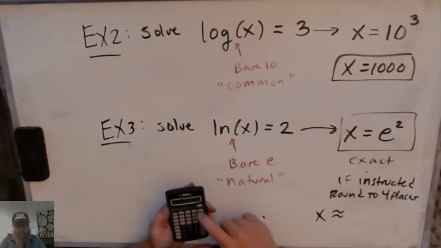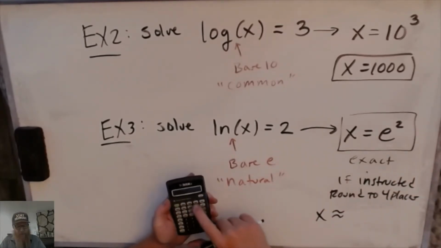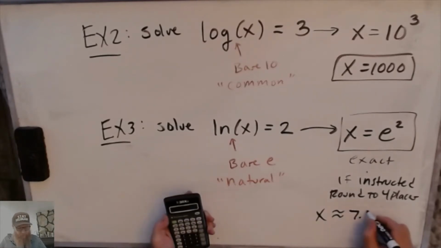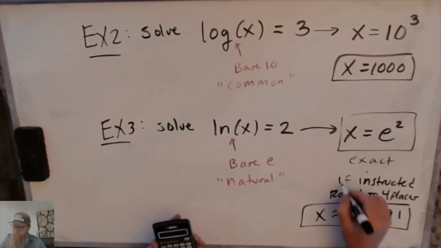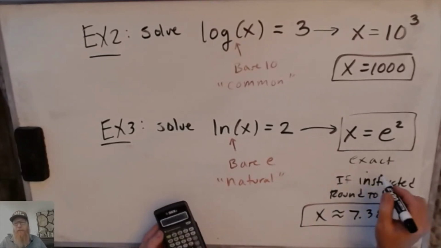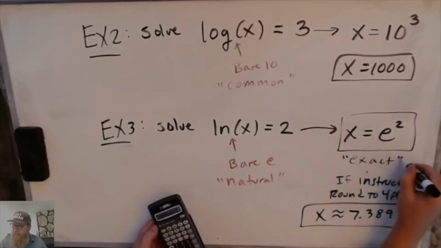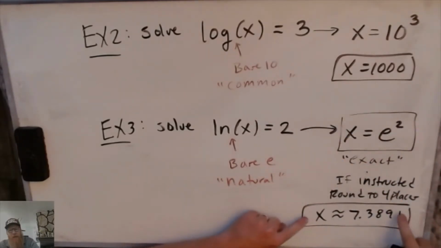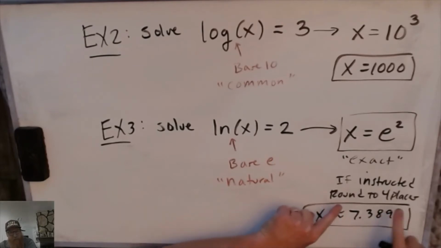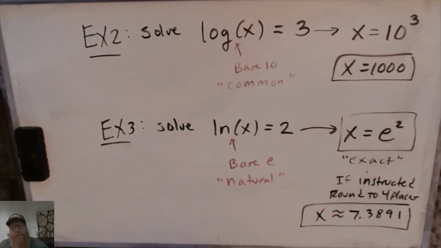So x would approximately be 7.3891. Again, only do that if instructed. If the question says exact, well then you can just leave your answer as e squared. But if instructed, most of the time, if I ask for a decimal, I'll typically ask for 4 decimal places, so 7.3891.